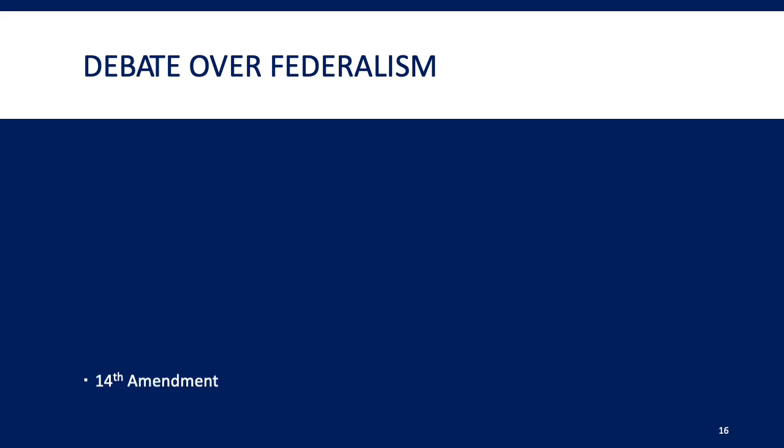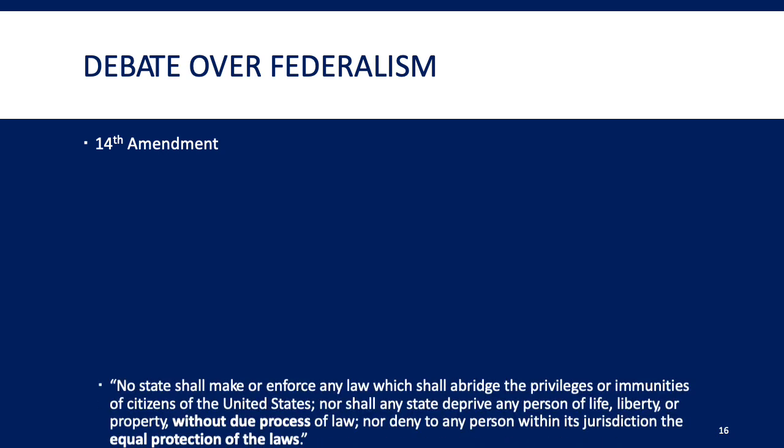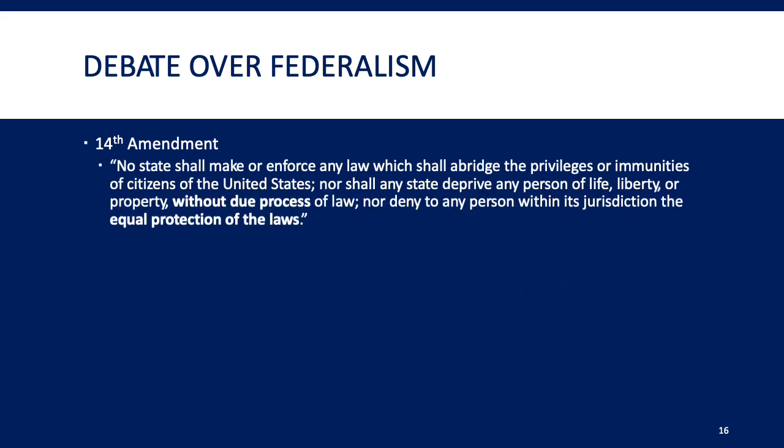So the next amendment that we're going to be discussing is the 14th Amendment. And the 14th Amendment states that no state shall make or enforce any law which shall abridge the privileges or immunities of citizens of the United States, nor shall any state deprive any person of life, liberty, or property without due process of law, nor deny to any person within its jurisdiction the equal protection of the laws. And so that basically means that there is granted citizenship to all persons born or naturalized in the U.S., including former slaves.